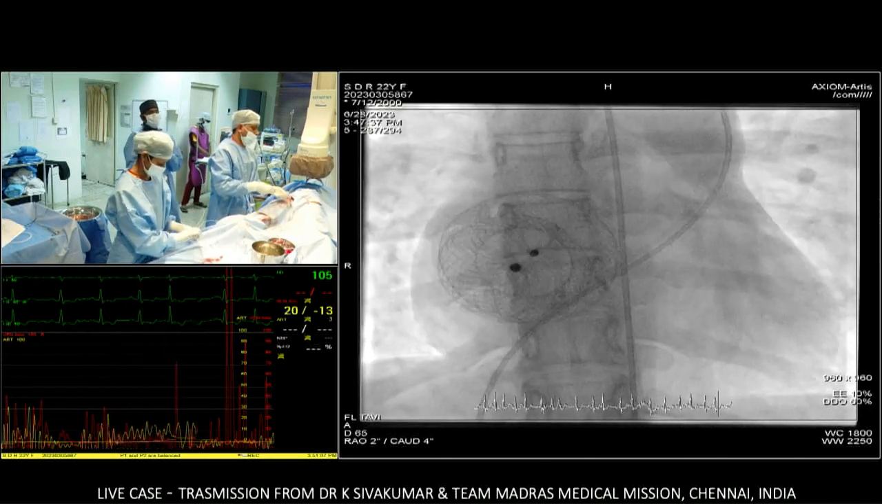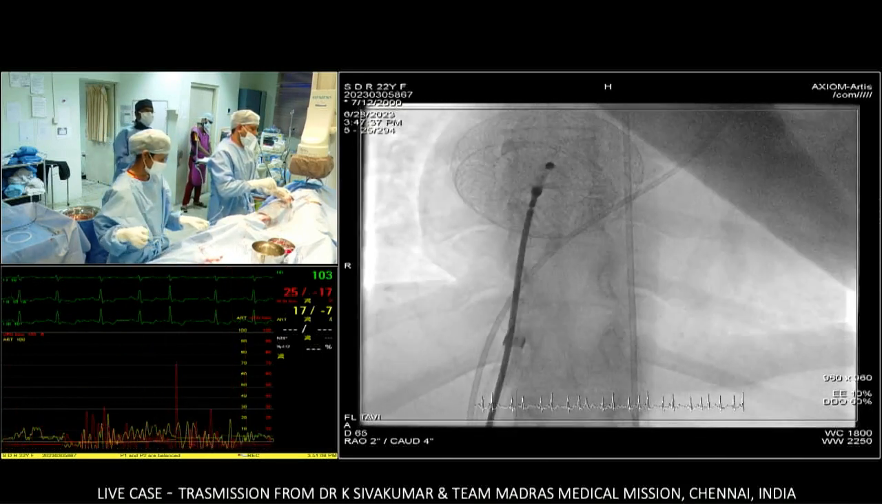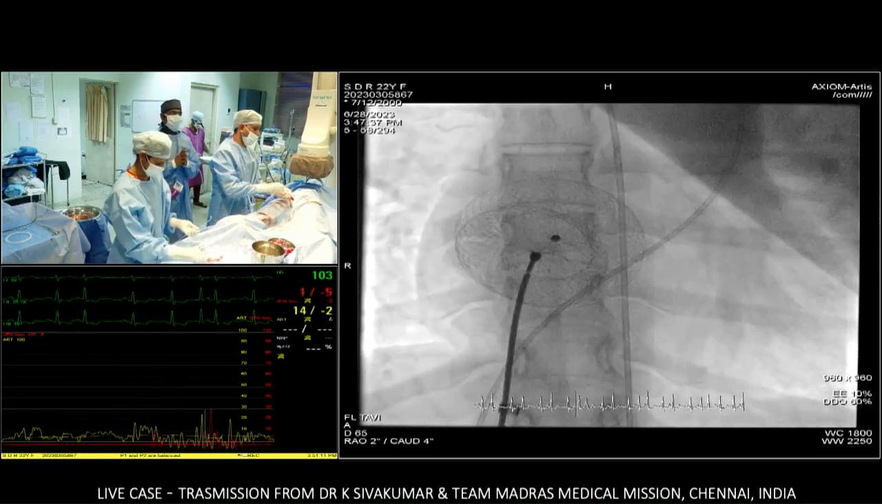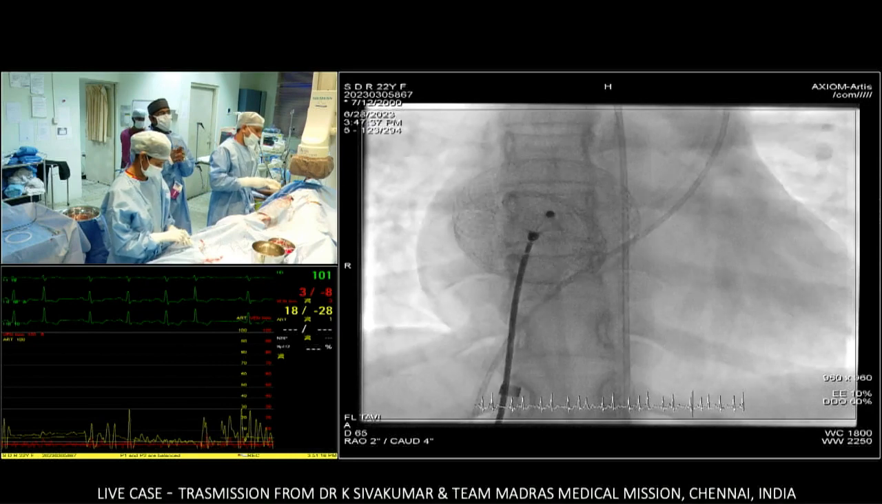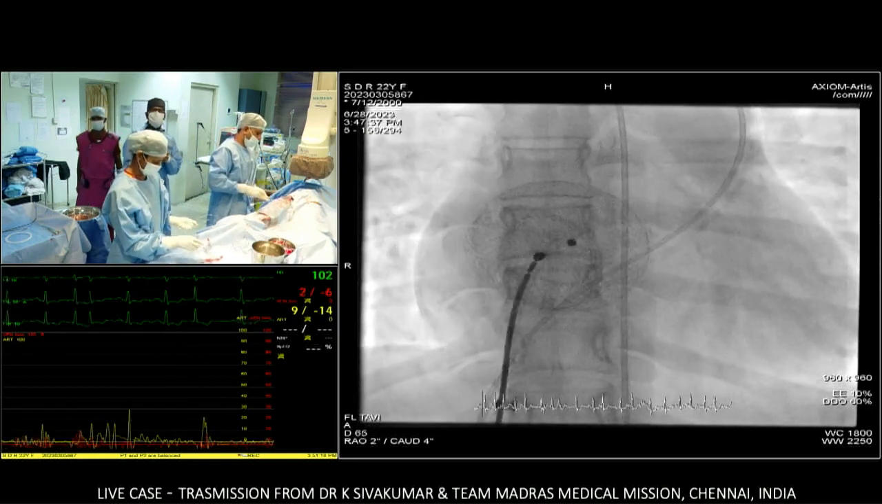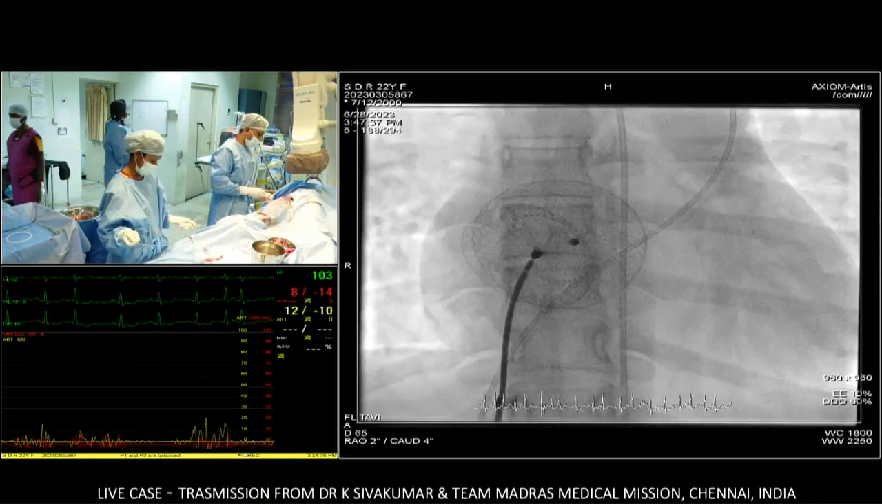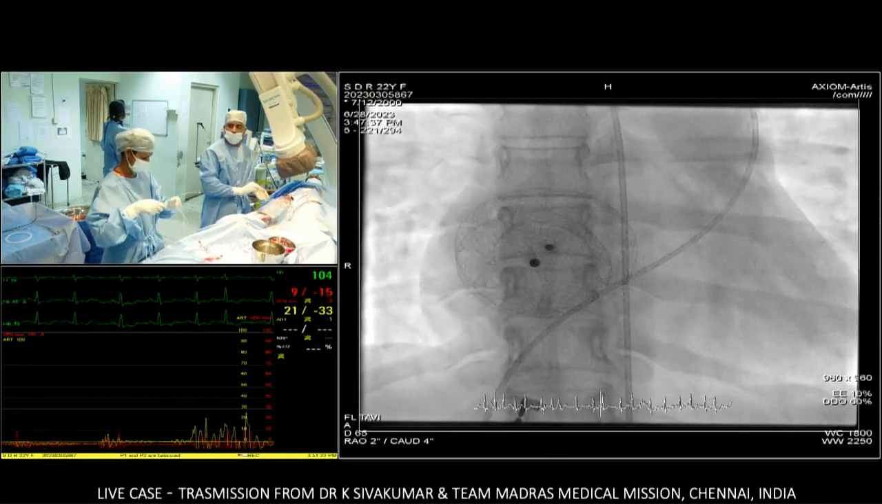Okay. Yeah, they were available, but the reason why I selected a 34 was that I wanted to go plus 4 from the transesophageal echocardiogram size. Transesophageal echo, I myself did it yesterday, and it was clearly 30. So I didn't want to lose on it.